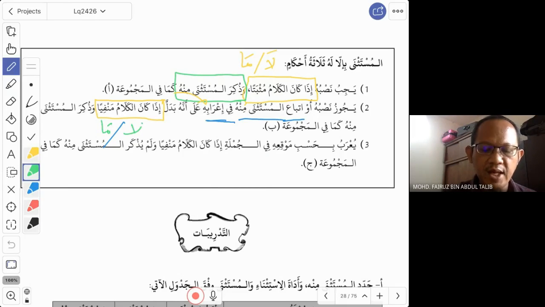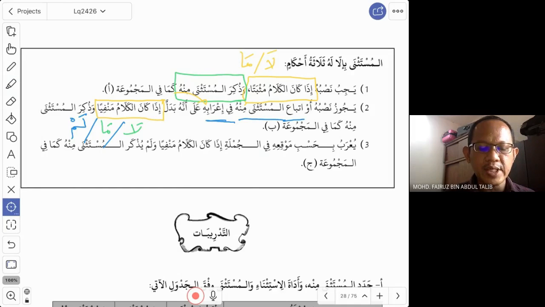Whenever you have la, you want to say no or do not. You want to say ma, do not or did not. Sometimes you see other words, basically any words used to deny. Sometimes you use the word lam, did not. These are all the words that we can use to deny a sentence. When you have all these words, the sentence is called manfi. This is the meaning of manfi, and the meaning of musbat is the opposite of manfi. So here the first condition is that the sentence must be manfi.